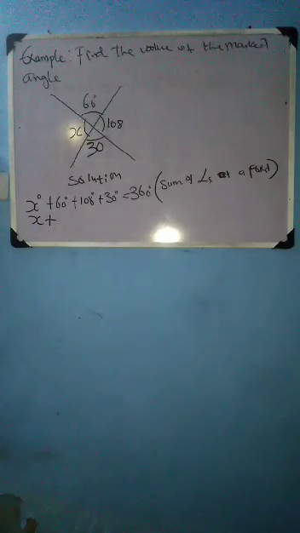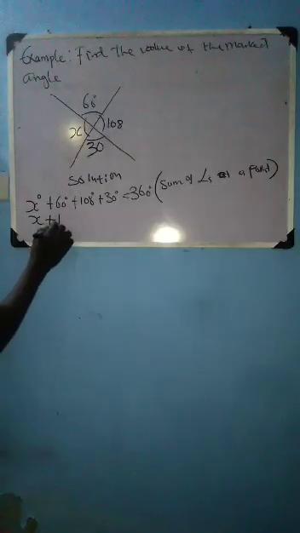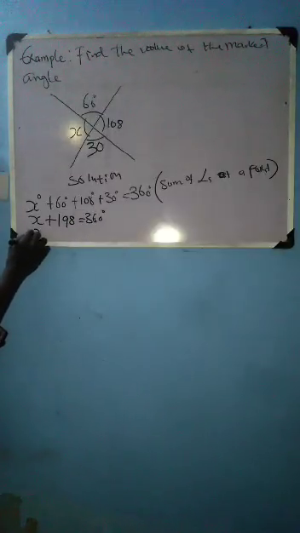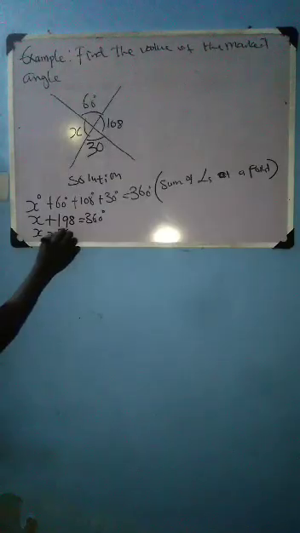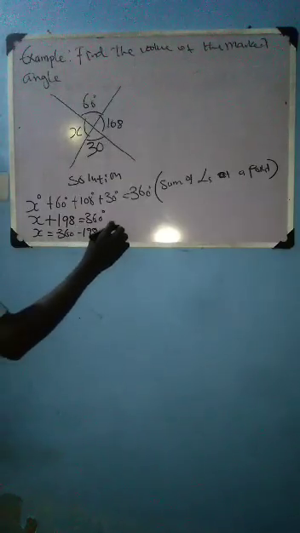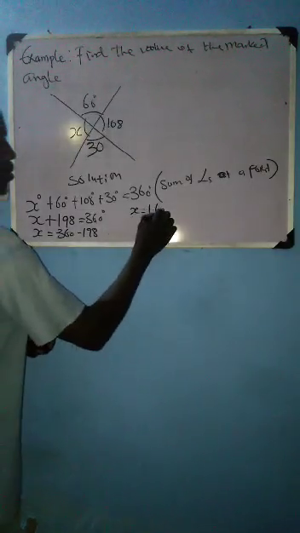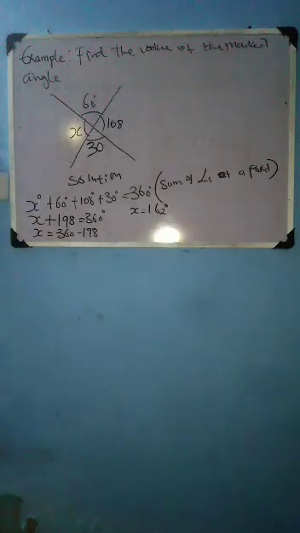X plus 198 is equal to 360 degrees. So X is equal to 360 minus 198. What's the answer? 162 degrees. Okay, so 162 degrees. That's the value of X in this question.